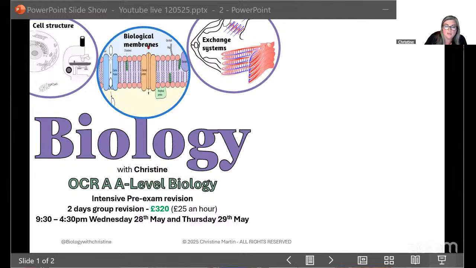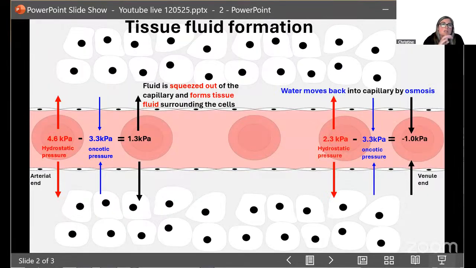But if we look then at the tissue fluid, now they asked a lot in last year's paper on tissue fluid. So I think if they're going to ask a question on tissue fluid this year, it will be very much linking it to some specific part of the topic area. But when we're looking at tissue fluid, it's important that you understand some key terminology. So you should know oncotic pressure, you should know hydrostatic pressure. So it's important that you note what's the difference between each of them.